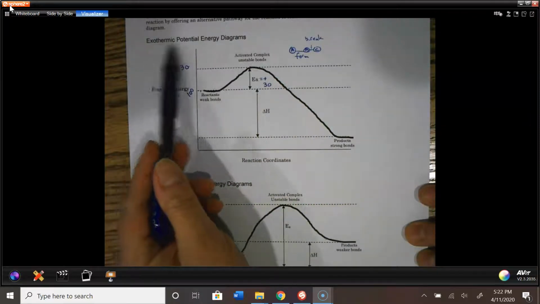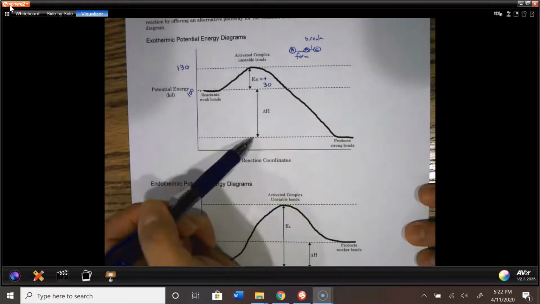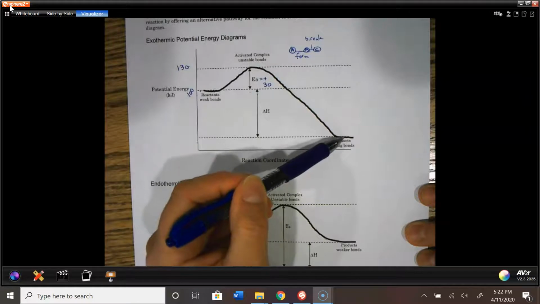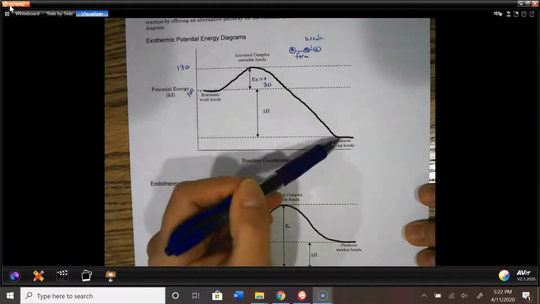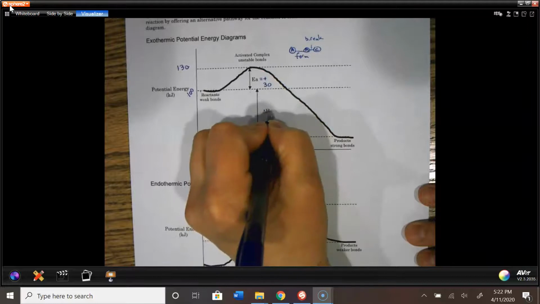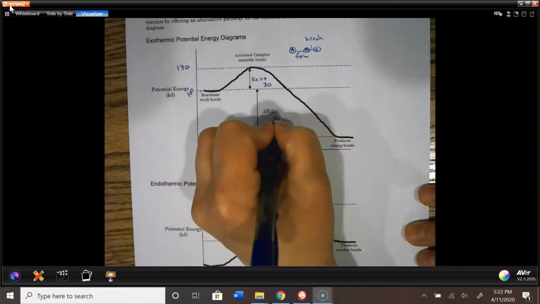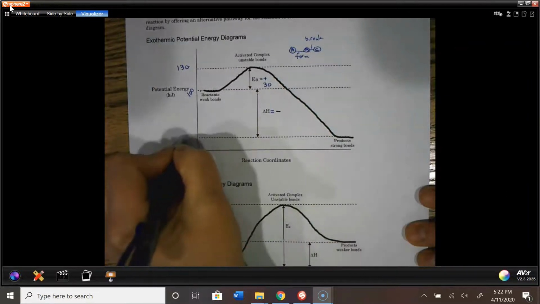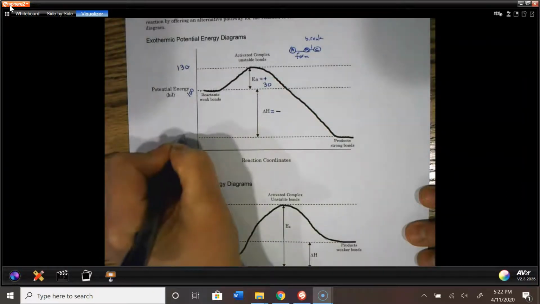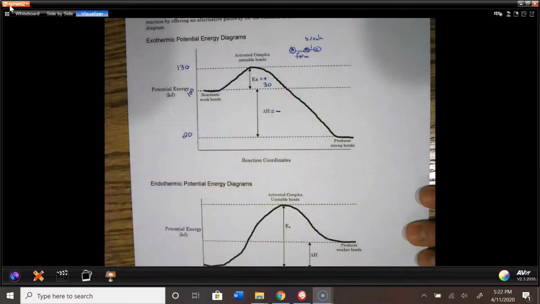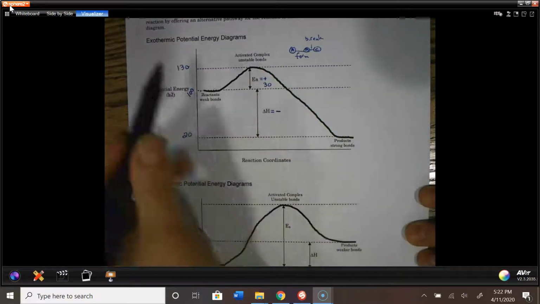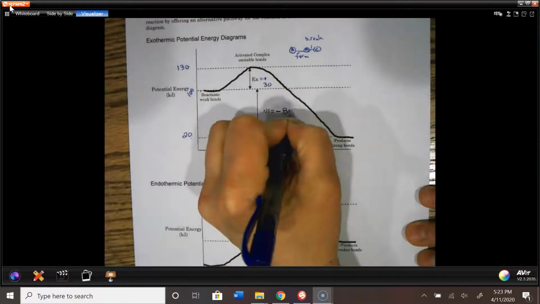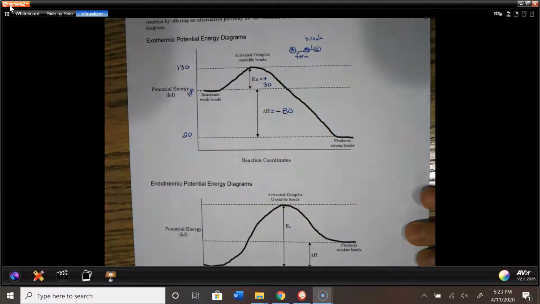Notice that this is exothermic, so my delta H is going to be negative. My reactants possess more potential energy than my products. So to go from my reactants to my products, I'm giving off energy as a result. So the delta H is going to be negative because it's an exothermic process. And if this were at, let's say this is at 20, what's my delta H in this case? Reactants are at 100, products are at 20, so it's a delta H of negative 80 kilojoules per mole.